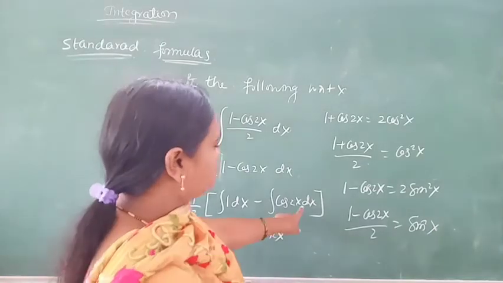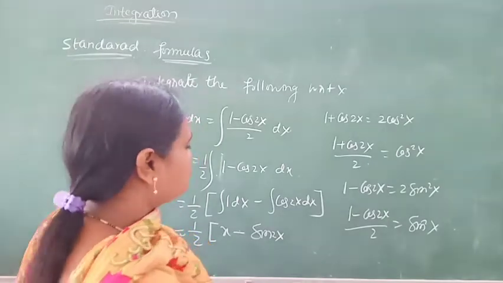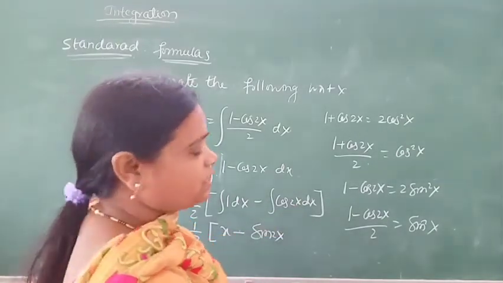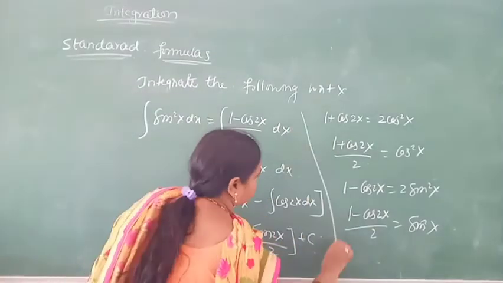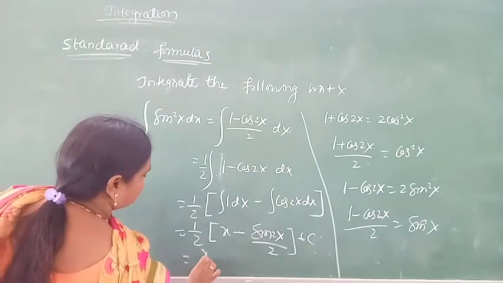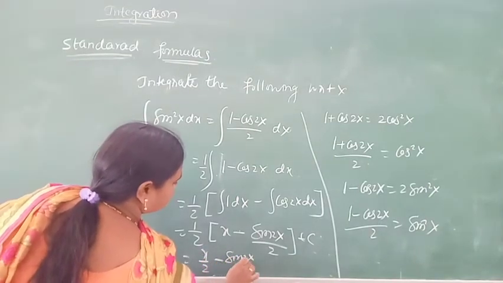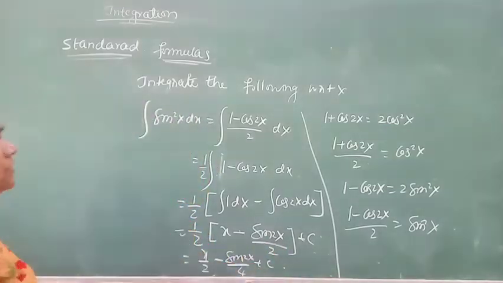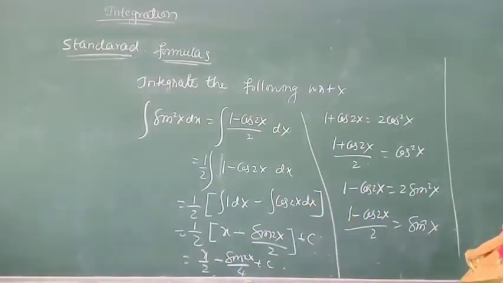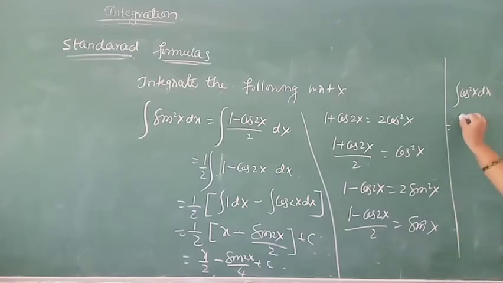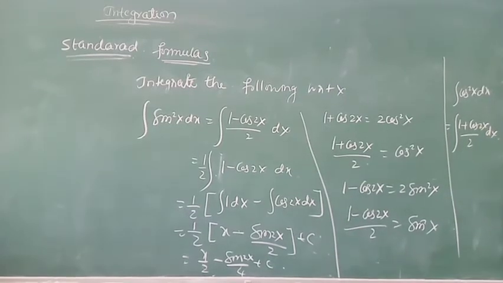Just concentrate, x is multiplied by a constant, and just now I gave the formula, if x is multiplied by a constant, that one we always take in the denominator, plus c. Therefore we can write x by 2 minus sin 2x by 4 plus c. This is how we can calculate the given example. Next one, integration of cos square x dx. That one I will give as homework. Cos square x formula is 1 plus cos 2x by 2 dx. Apply and simplify.